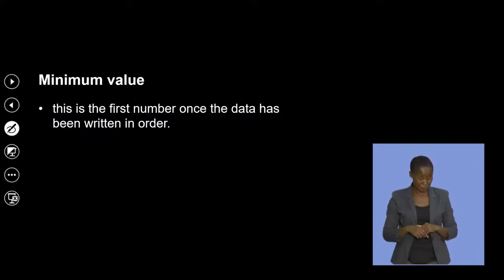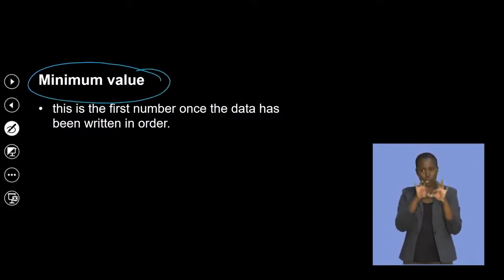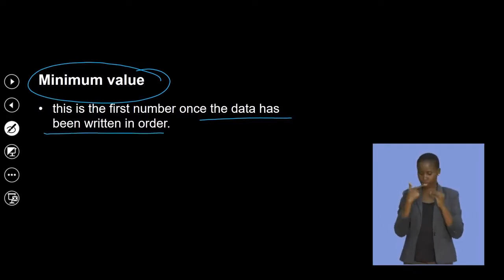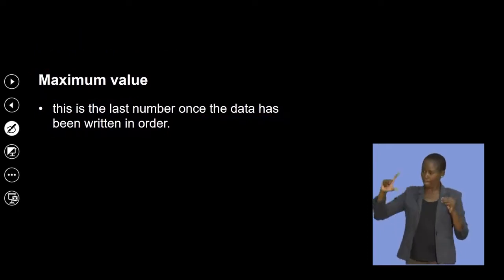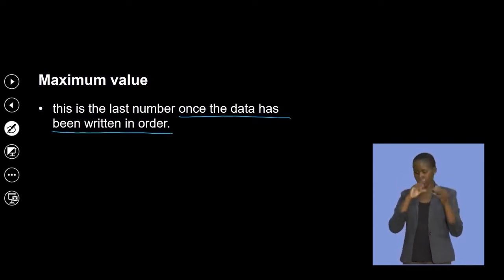The minimum value is one of the numbers for the whisker plot, or the 5-number summary. This is the first number once the data has been written in order from the smallest to the highest. And the maximum value is the last number when the data has been written in order, smallest to the highest.